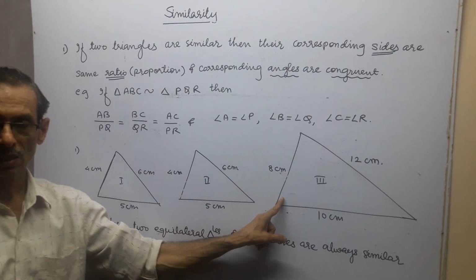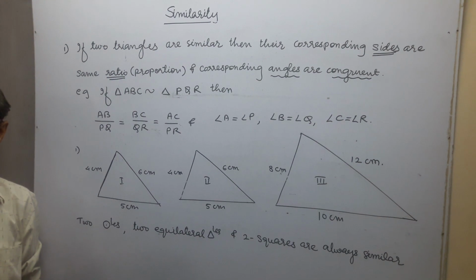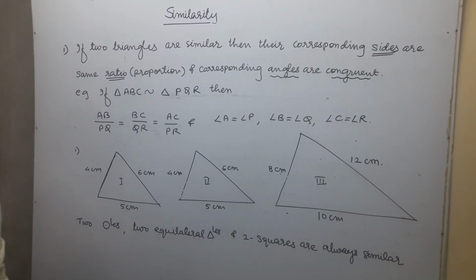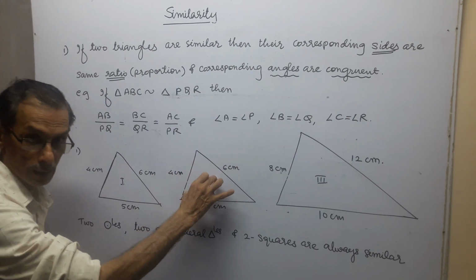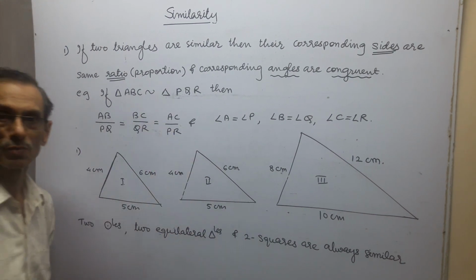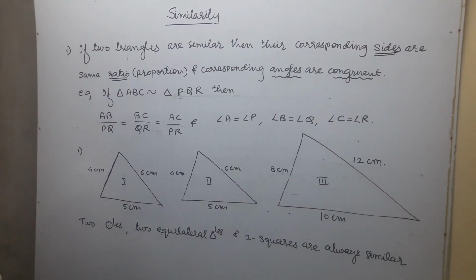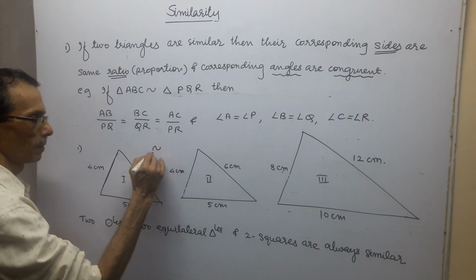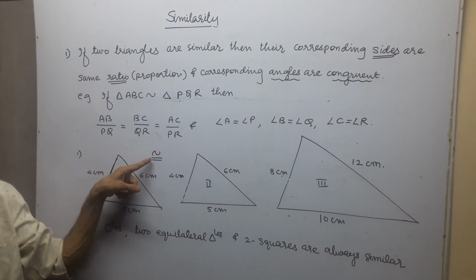Last year in 9th standard, you studied the congruence of triangles. Congruency means if one triangle is picked up and placed upon the other, and they exactly fit, then they are called congruent. Two triangles are said to be congruent, and we use this symbol for congruent: a curve and two underlines.